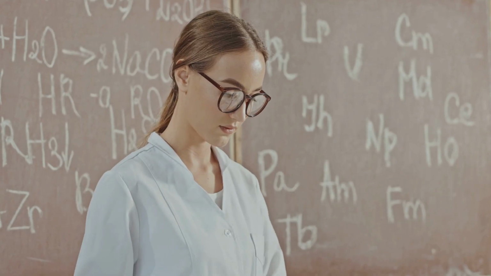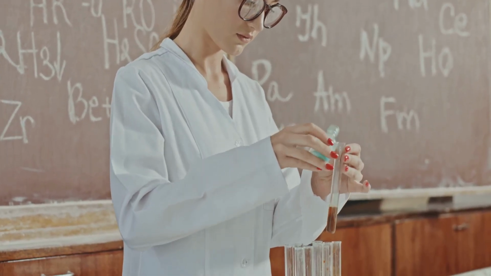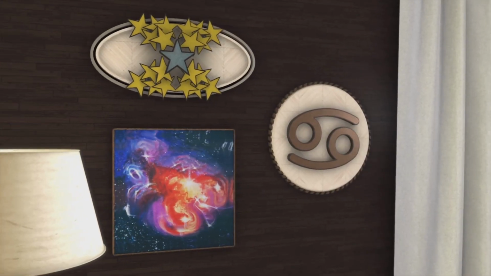So the table doesn't just list elements. It shows how they behave, who they bond with, and what they can do. It's like a cheat sheet for the universe.